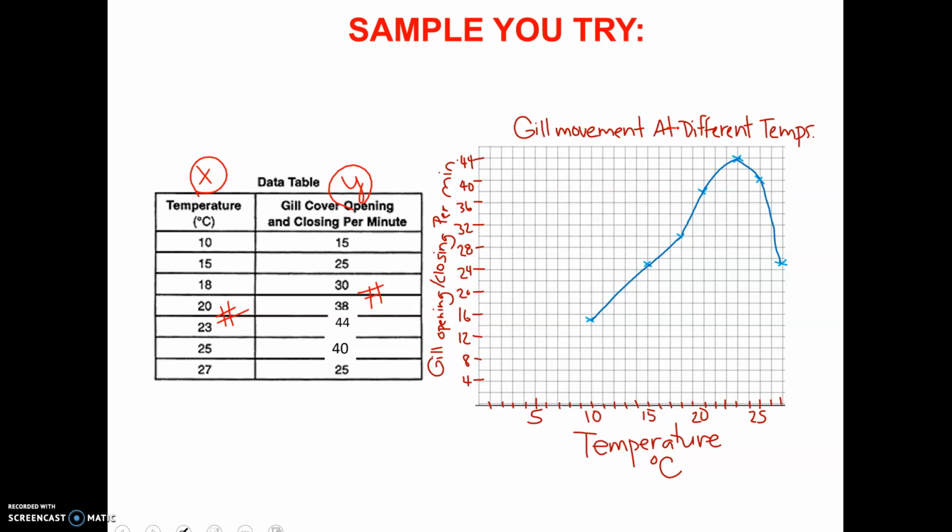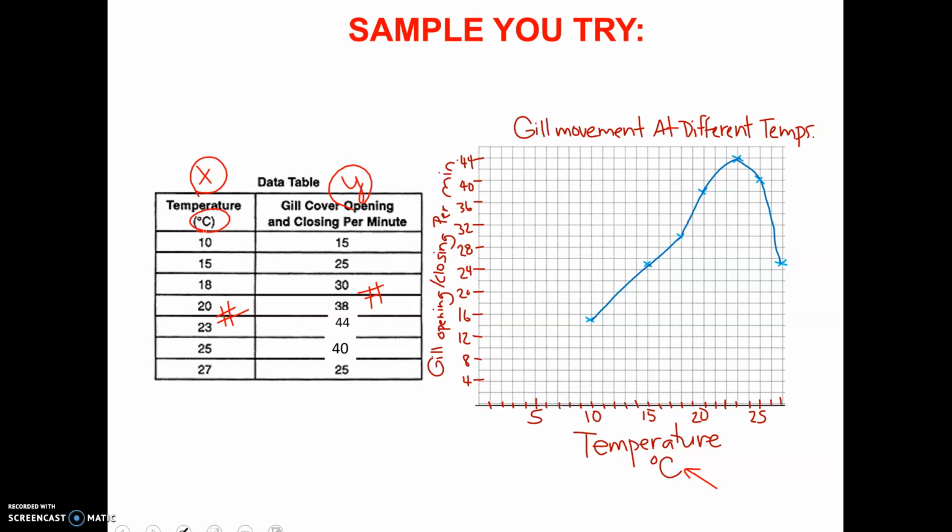Okay, our label on our x, notice, don't forget, very important, don't forget your units. If they give you degrees Celsius, you also need to add that to your graph. Don't just put temperature, because technically there's Celsius, there's Fahrenheit, there's Kelvin. How do we know what temperature scale the scientist was using if we don't include the units? And then over here, the gill opening and closing per minute.